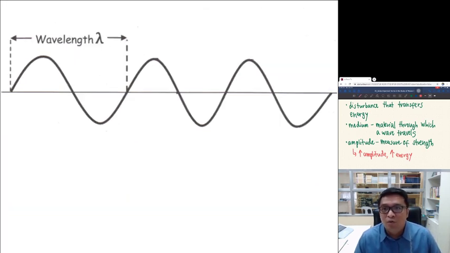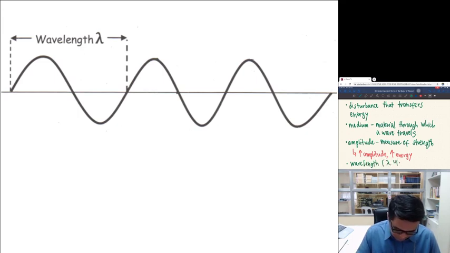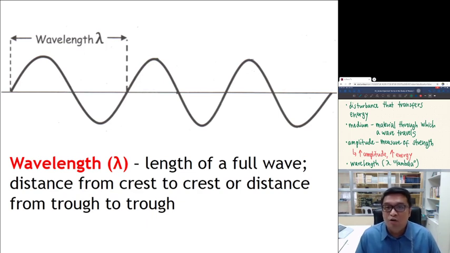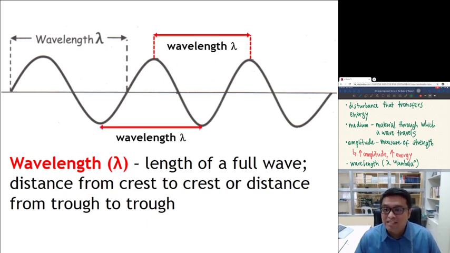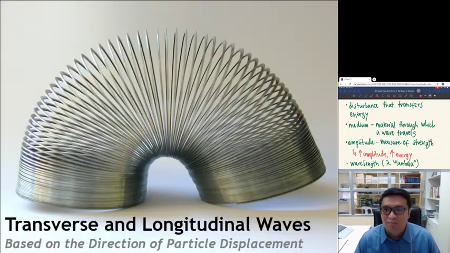A wavelength, which is denoted by the Greek letter lambda, is a measure of a full wave. So this means that in order to identify wavelength, it can be the distance from one crest to another crest, or it can be the distance from one trough to another trough. So that's how we measure wavelength, which is denoted by the Greek letter lambda.